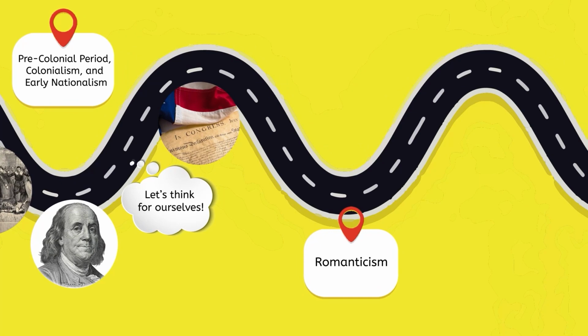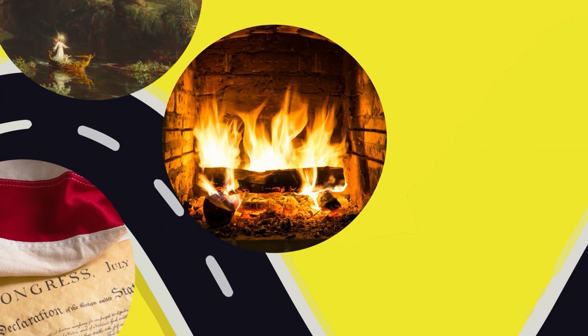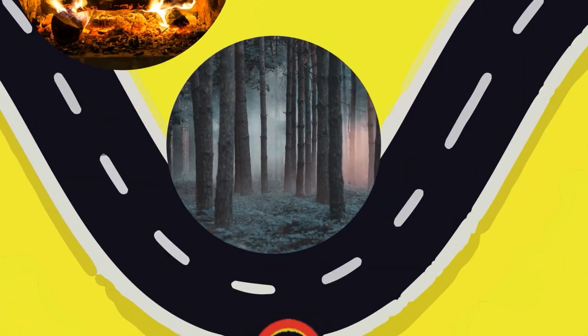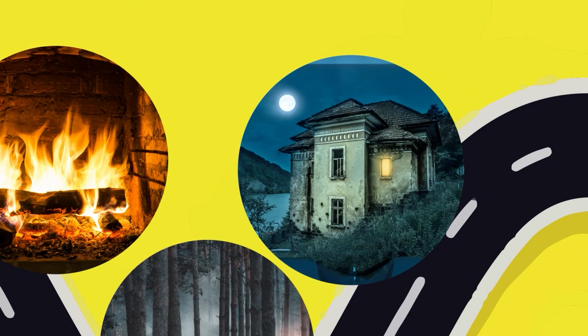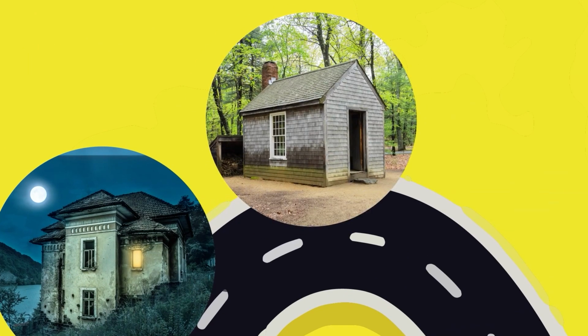Then we were able to slow down and enjoy the beauty of nature and get back in touch with our emotions during the age of Romanticism. Remember those fireside poets? So cozy. Of course, we also experienced the dark side of Romanticism, as well as some Gothic literature, where everything seems dark. And Transcendentalism, where nature, individualism, and idealism lead to an experience with the divine.